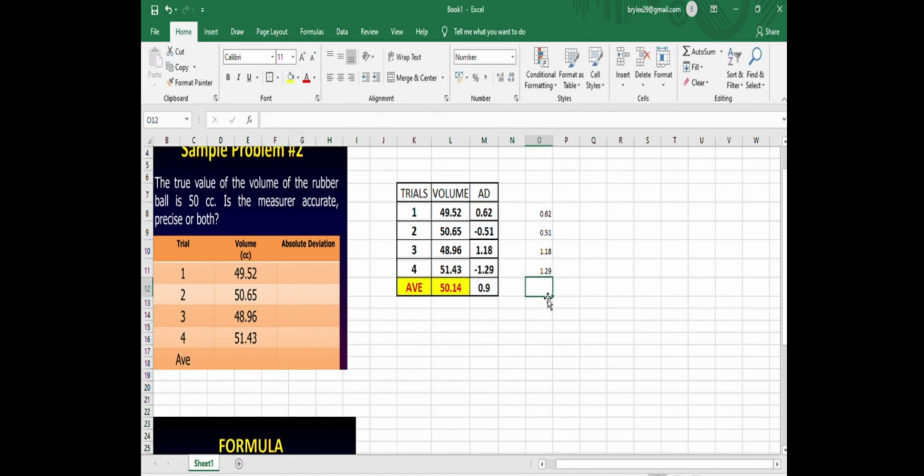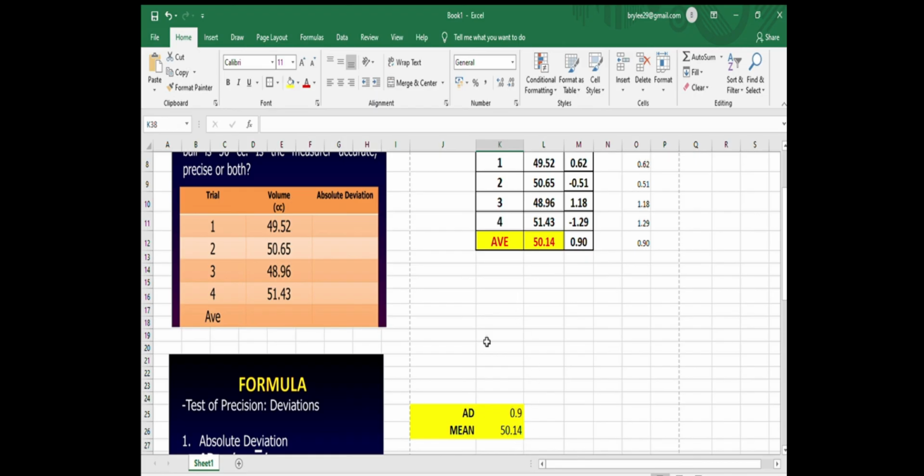Then below, let's try to solve for the average absolute deviation. So equals, then type the word average, then open and close parentheses, then drag from this cell up to the last one, then close parentheses, then press enter. Then you will see the answer will be 0.90, which I placed here on this part. So 0.90. Let's just increase the decimal places.